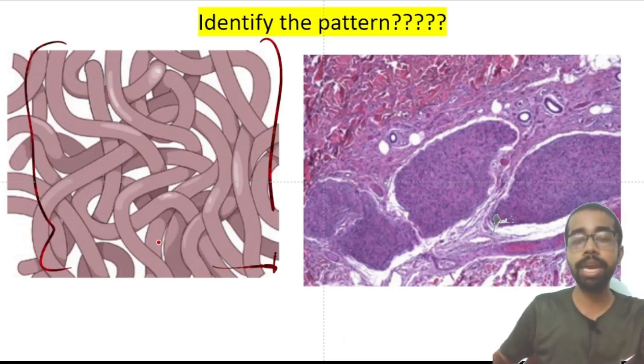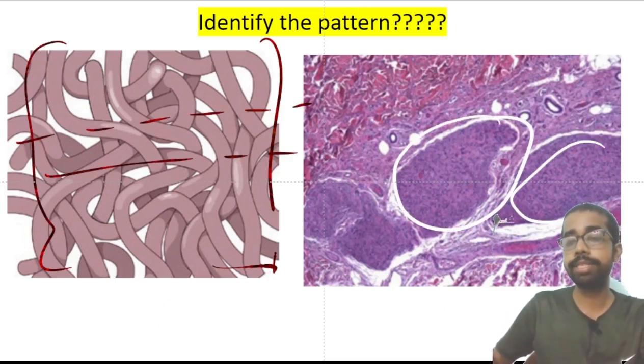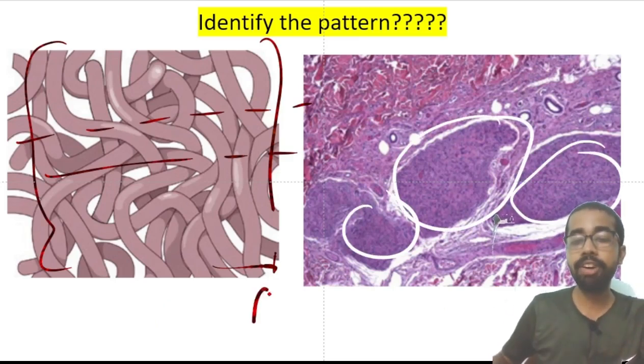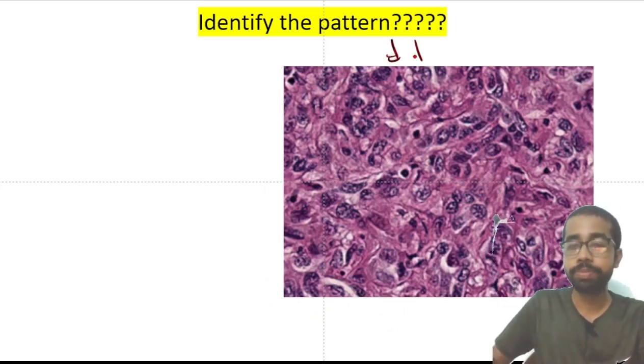Yes, here we have these, which are nothing but worms, a bag of worms kind of. And the moment you cut it, the transverse section in the slide, you'll be seeing this pattern. What is this? Nothing but the plexiform pattern. Either in neurofibroma, in schwannoma, plexiform, histiocytic lesions, you can get it. Okay. What about this pattern?